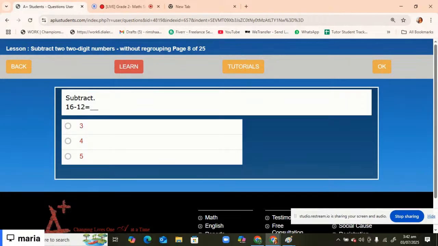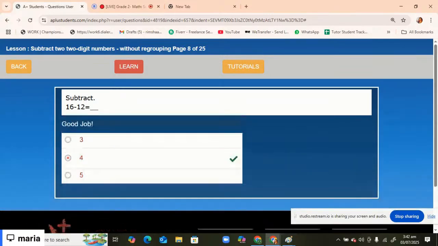16 minus 12. Now you guys solve this one and then tell me. Everyone solve this question on your notebook and then tell me the answer. This is very easy. Write the question. Draw 6 lines. Now you guys remove 2 lines. So how many left? 4 is left, okay? And 1 minus 1, that is again 0. So that is 4. This is the right answer.